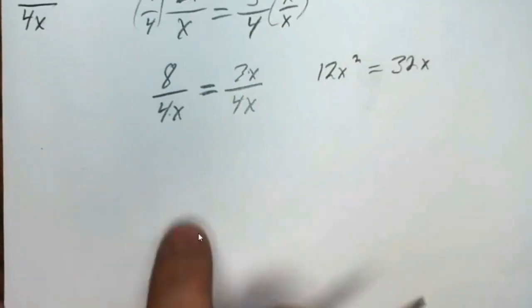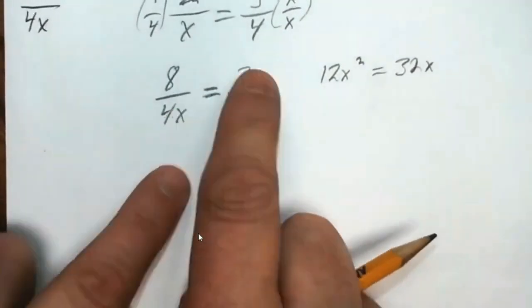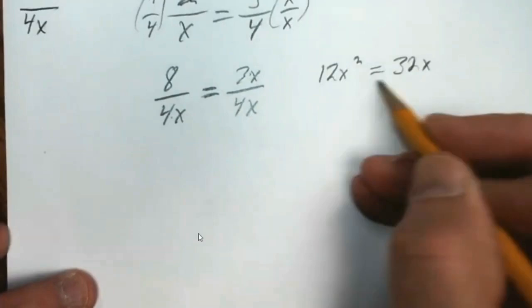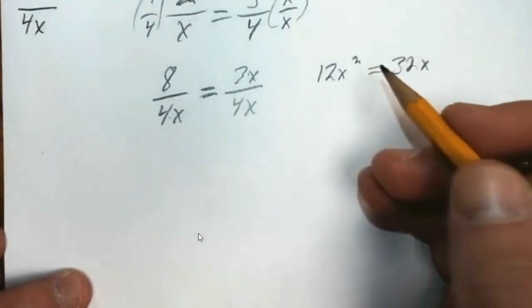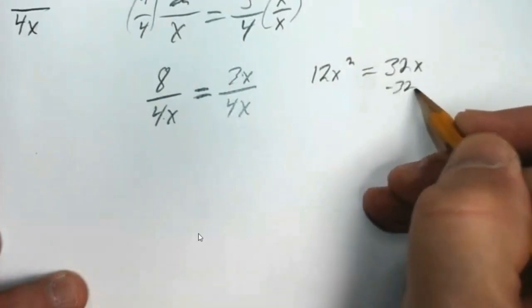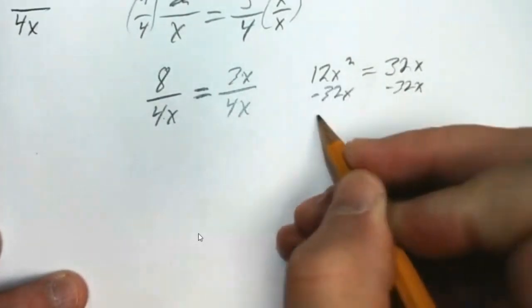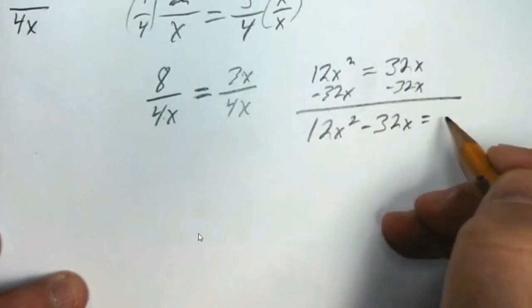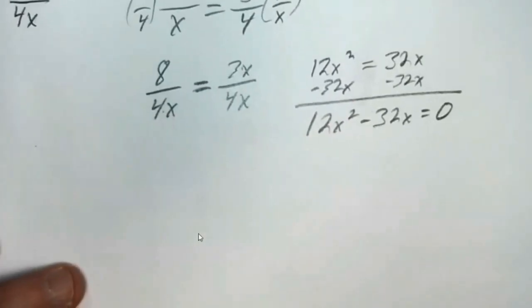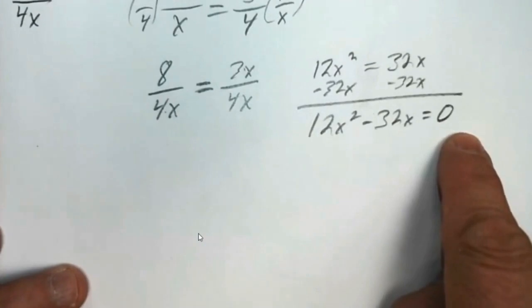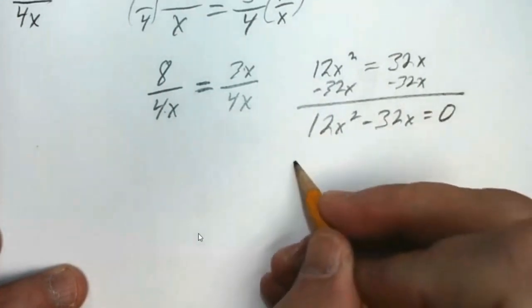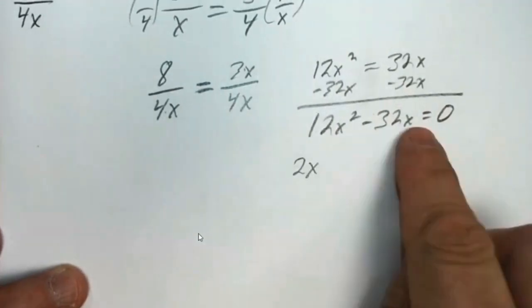So far, not bad. If two fractions are equal to each other, it's legal to cross multiply. Can't do it just any time, but if they're equal to each other. So now we want to solve this. This is a quadratic equation, right? We need to move everything to one side. So we got 12x squared minus 32x equals 0. So we factor it. See what factors we can get out of there.